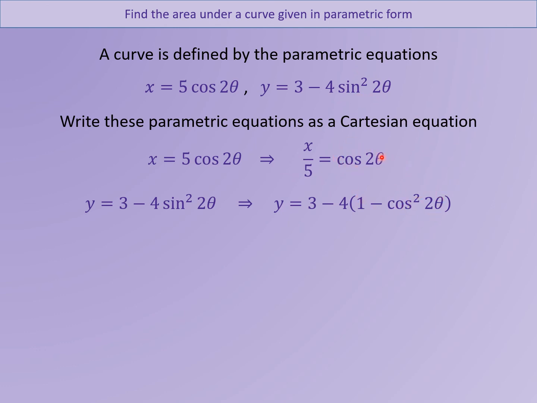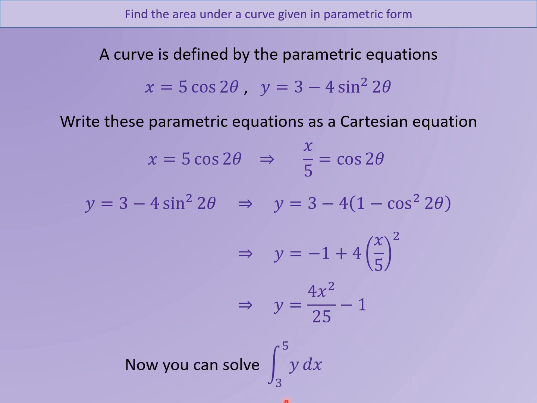I could rewrite that as 1 minus cos squared 2 theta. But look, cos 2 theta is just x over 5. So really, y is just going to equal 3 minus 4 plus 4 lots of cos squared 2 theta, but cos squared 2 theta is just x over 5 squared. So that neatens that up slightly. I could rewrite it as 4x squared over 25 minus 1. But what I want to do is work out the integration from the previous question, which is between 3 and 5 for y dx. I could just literally put that into there and get the answer straight away.